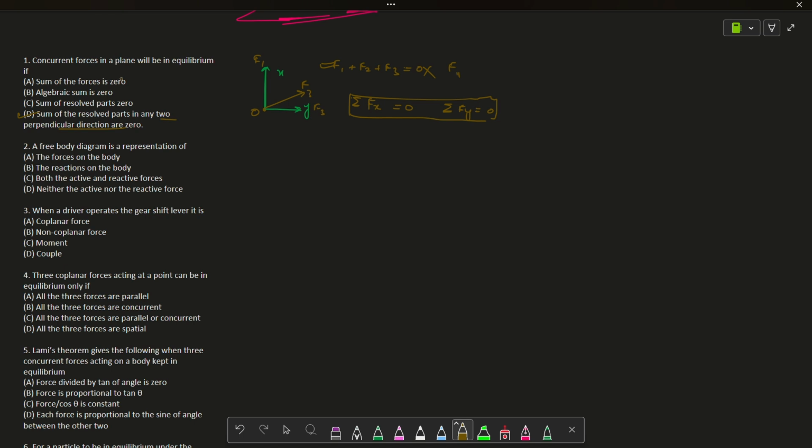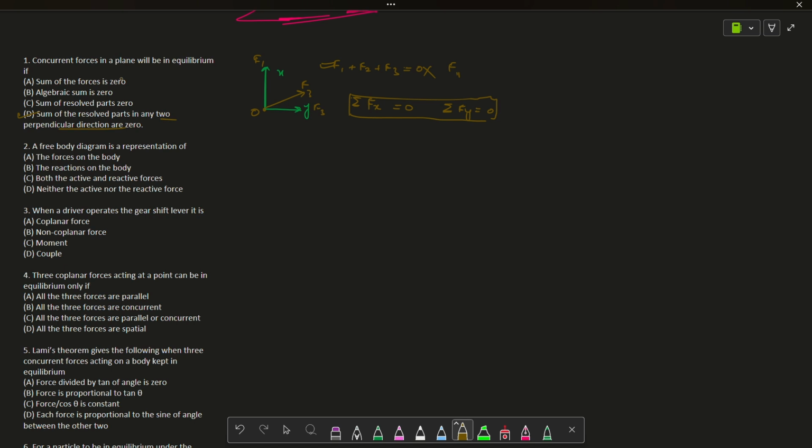Now, if the forces are not coplanar, and they are only concurrent forces, that means they are in space. In that case, we have to tick the option with three perpendicular directions. That means the sum of resolved parts in any three perpendicular directions is zero. So that will be the correct answer in the case of space.